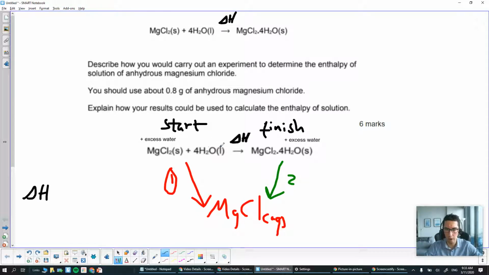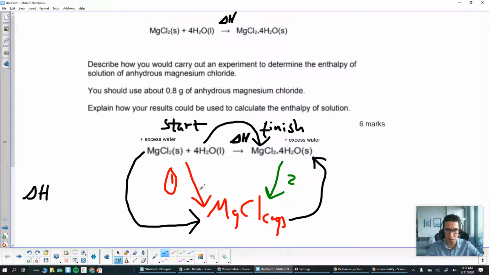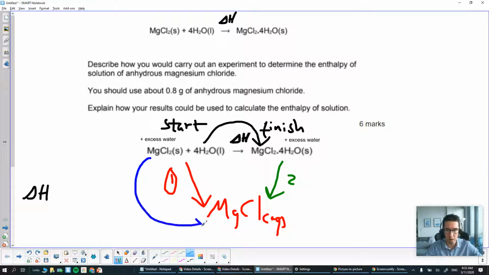So we can go the quick way. So the quick way is this way, delta H. We just jump straight from the start to the finish. Or the longer way is we start at the start, we go down to here, and then we go up to the finish. So these enthalpy changes should be the same. Let me do this one in blue. So there's the black quick route, or we can go down to here and then up to here.